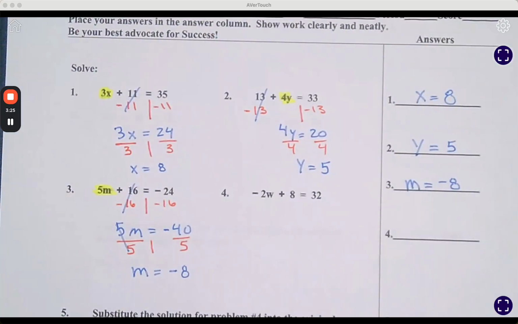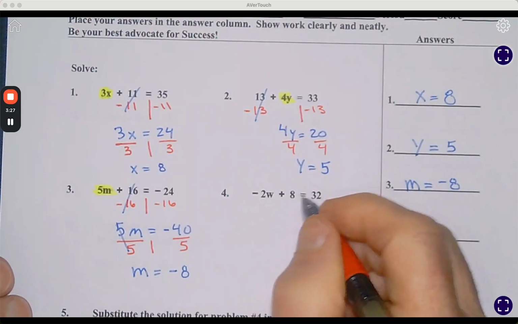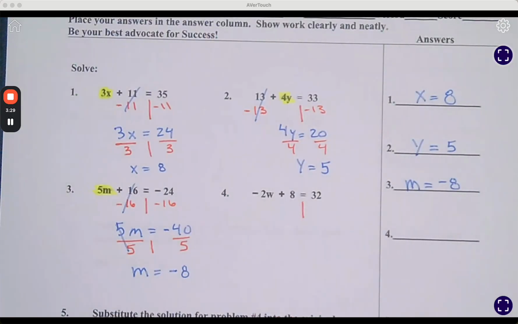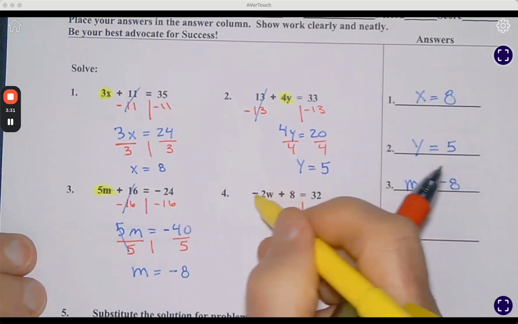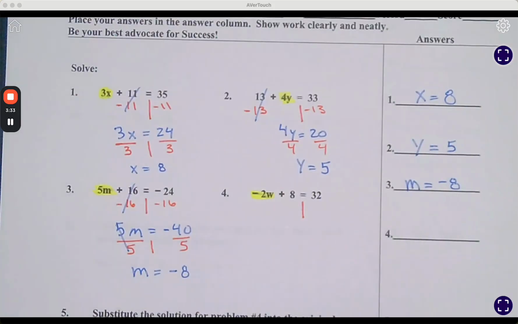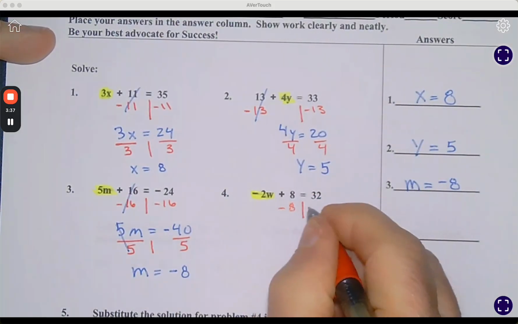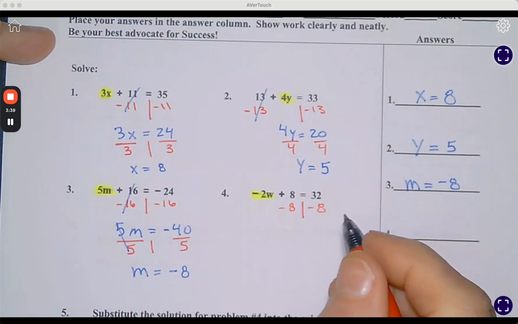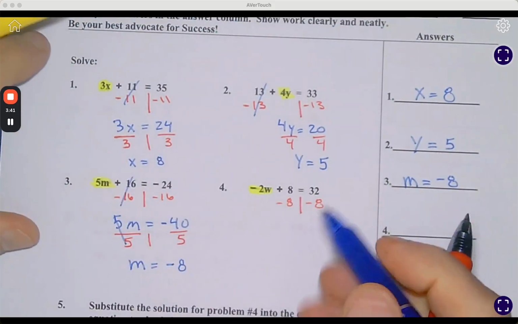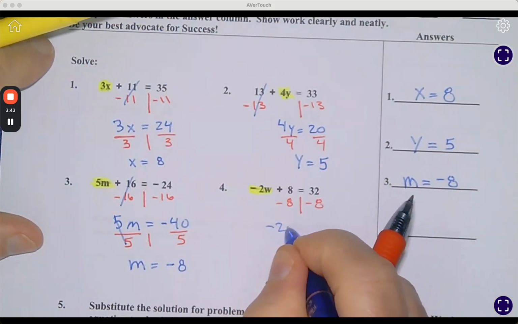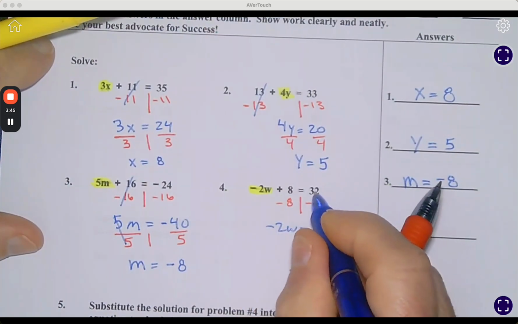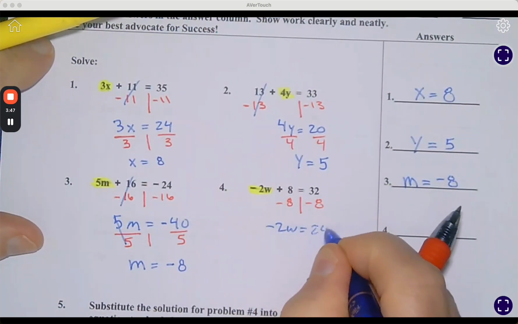All right, let's do the next one. Again, identify that variable term. There it is. Undo the operations away from it. So undo that plus 8. So I'm going to minus 8. That leaves me with negative 2w is equal to 32 minus 8, which is 24.